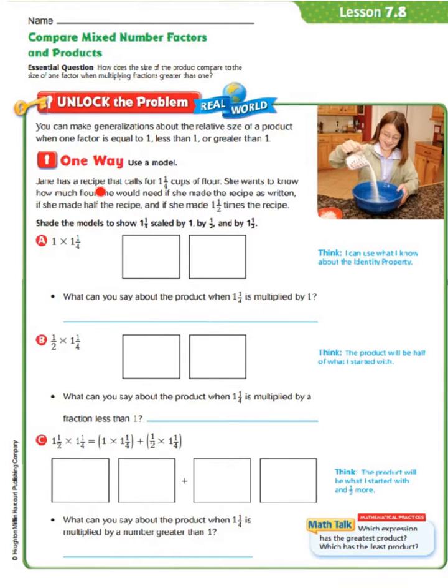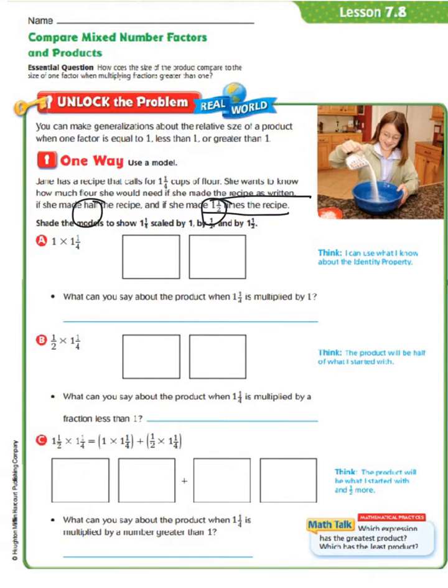So Jane has a recipe that calls for 1 1/4 cups of flour. She wants to know how much flour she would need if she made the recipe as written, if she made half the recipe, and if she made 1 1/2 times the recipe. So we're actually looking for three different things. How much flour she would need as written, if she made half the recipe, or if she made 1 1/2 times the recipe.